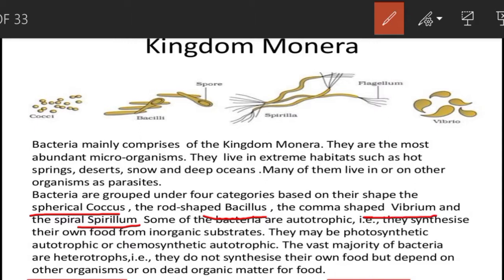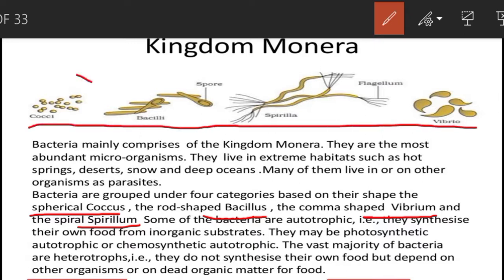Singular is vibrio. Vibrio are cells which are curved, C-shaped or comma-shaped. Example, Vibrio cholerae. Children, here are the diagrams of all the 4 types of bacteria.